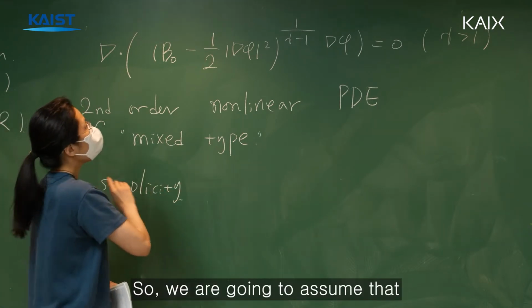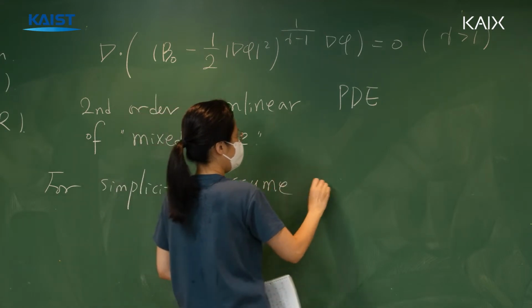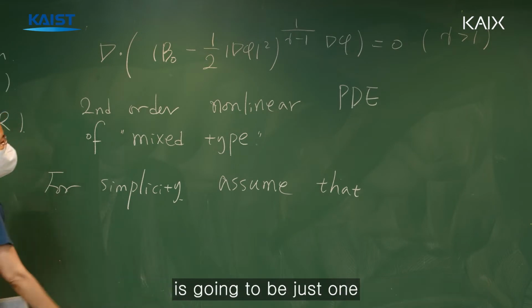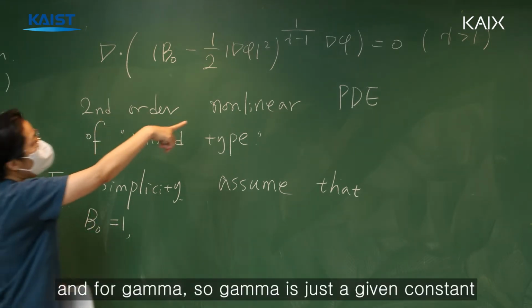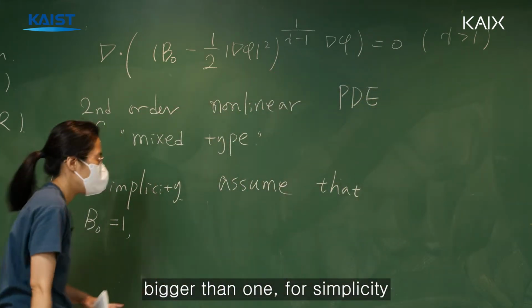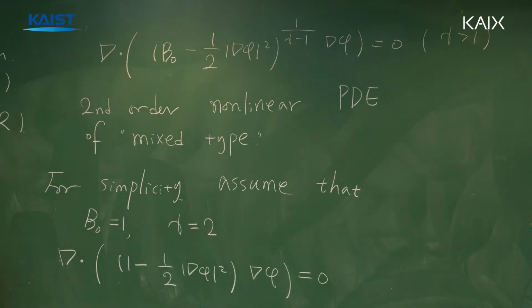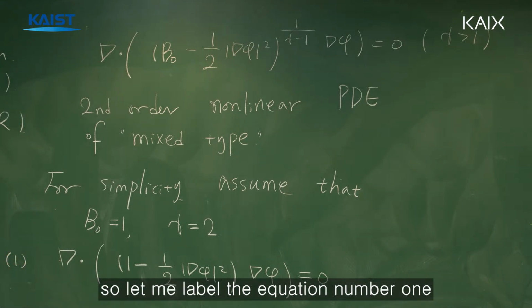So we are going to assume that the constant B0, which is the Bernoulli constant, is just 1, for simplicity. And gamma is just a given constant bigger than 1. For simplicity, we are going to look at a particular case of gamma. So this is the equation that we are going to focus on from now on. Let me label this as equation number 1.